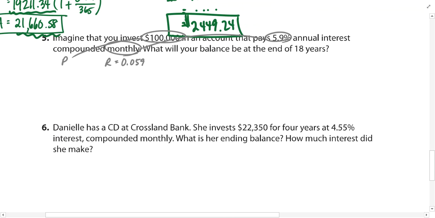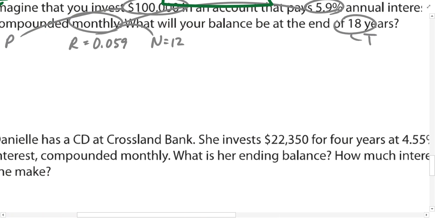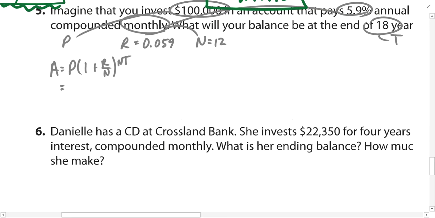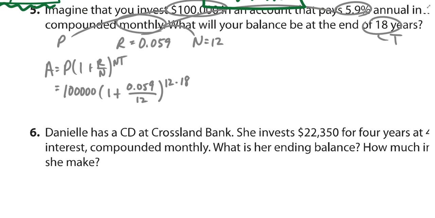This interest is compounded monthly, so we know that our N value is 12, and we want to know what the ending balance or ending amount is after 18 years' time. So we've got a P, R, N, and T value. All that's missing is A. And since all we need is A, then it should be relatively easy to solve once we make our substitutions. I went ahead and wrote that down off screen here.